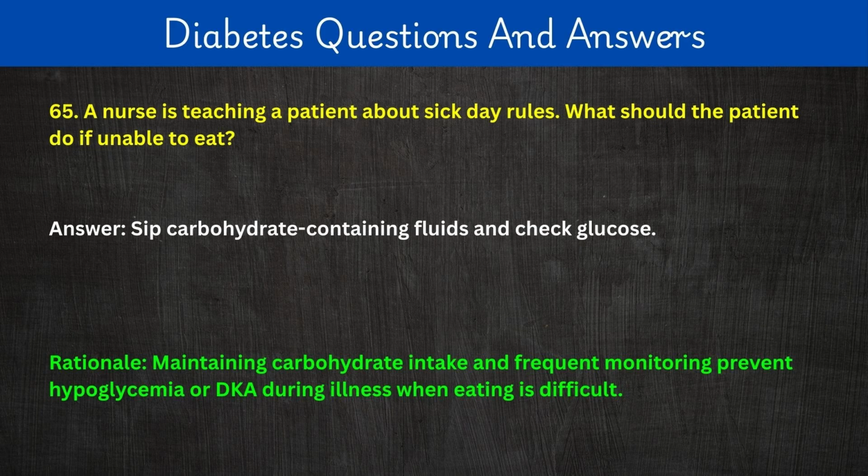65. A nurse is teaching a patient about sick day rules. What should the patient do if unable to eat? Answer: sip carbohydrate-containing fluids and check glucose. Rationale: maintaining carbohydrate intake and frequent monitoring prevent hypoglycemia or DKA during illness when eating is difficult.